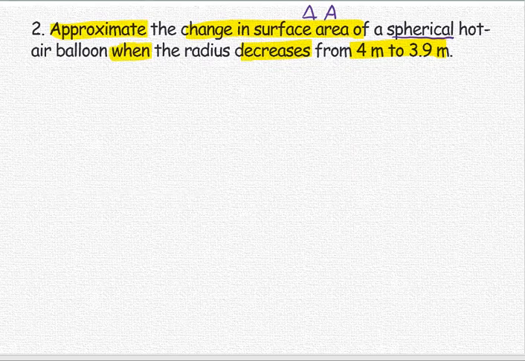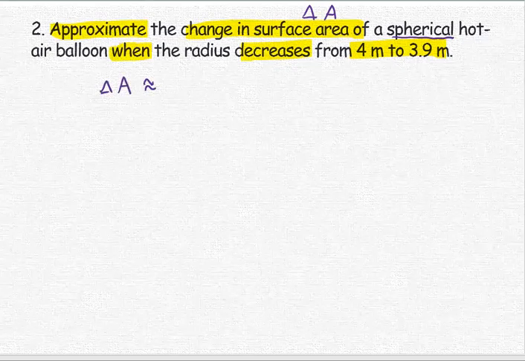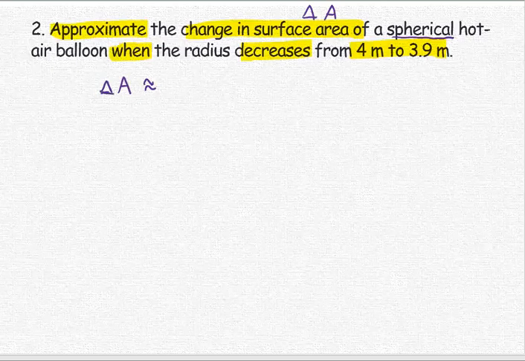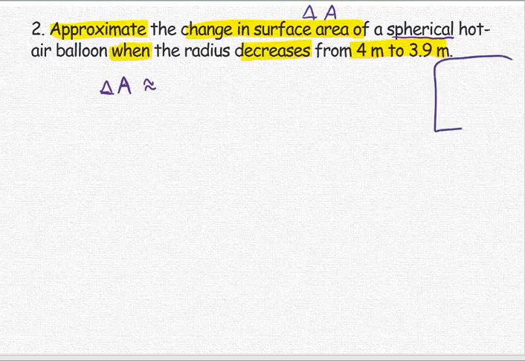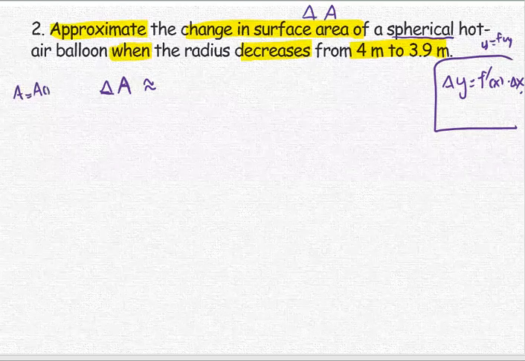That tells us to put things together as delta A is approximately equal to the derivative of A, because the function is A. Based on the notation that we use all the time, delta y equals f prime at x times delta x, where y equals f of x. So in this case, A is a function of the radius.